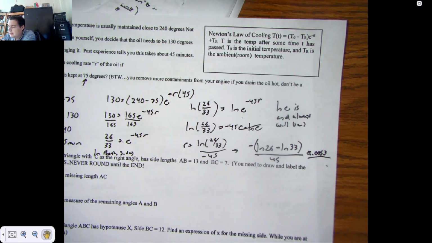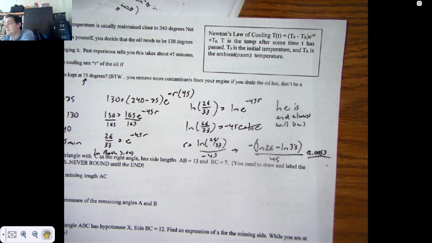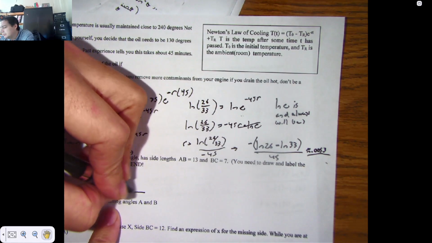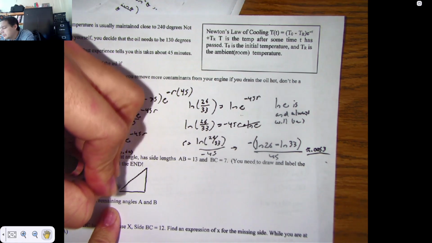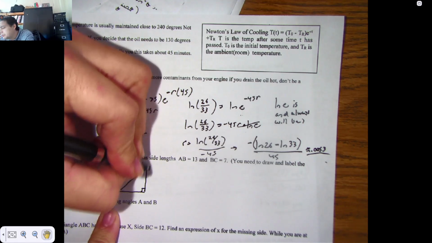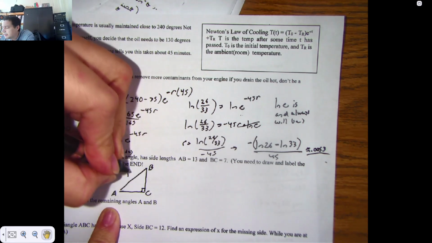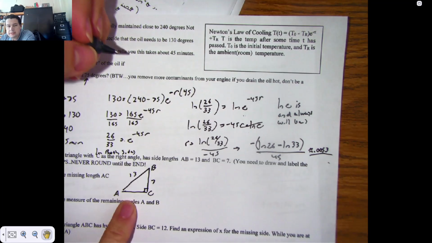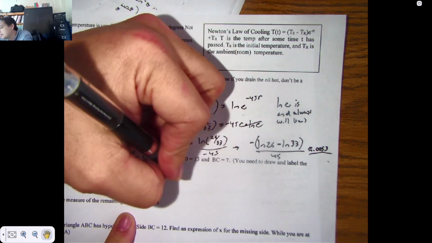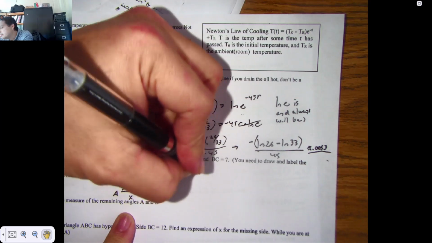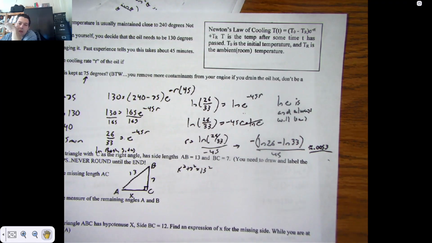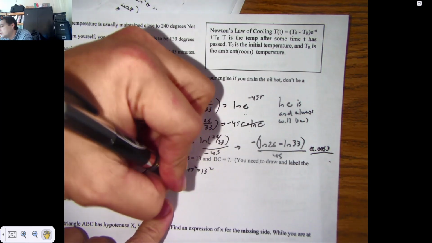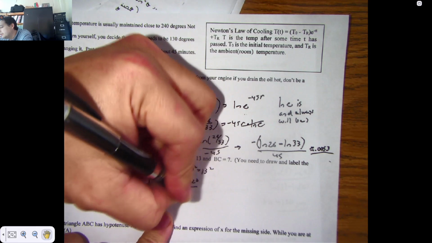8. A right triangle with C as the right angle has side lengths A to B being 13, B to C being 7. And it says find the missing side length AC. I notice some of y'all don't draw triangles the way I do. Perhaps you should. AB is 13, BC is 7. Missing side length, I'll just call it X. X squared plus 7 squared is 13 squared. Pythagorean theorem. 13 squared would be 169, 7 squared would be 49, so X squared would be 120. X would be the root of 120.